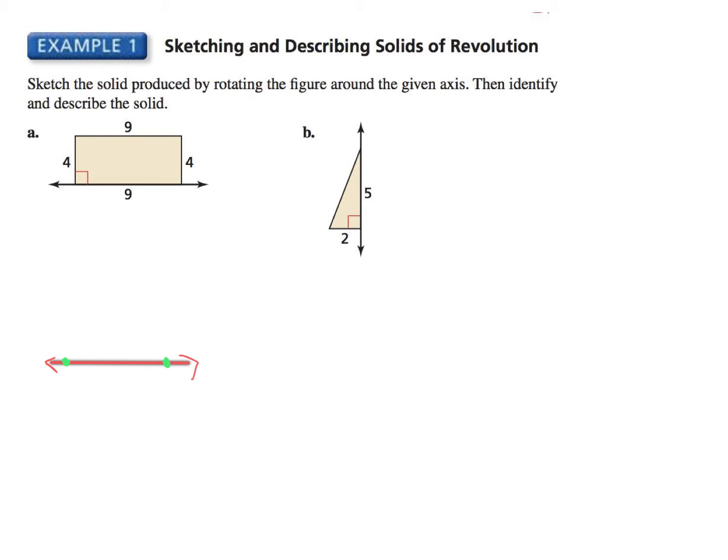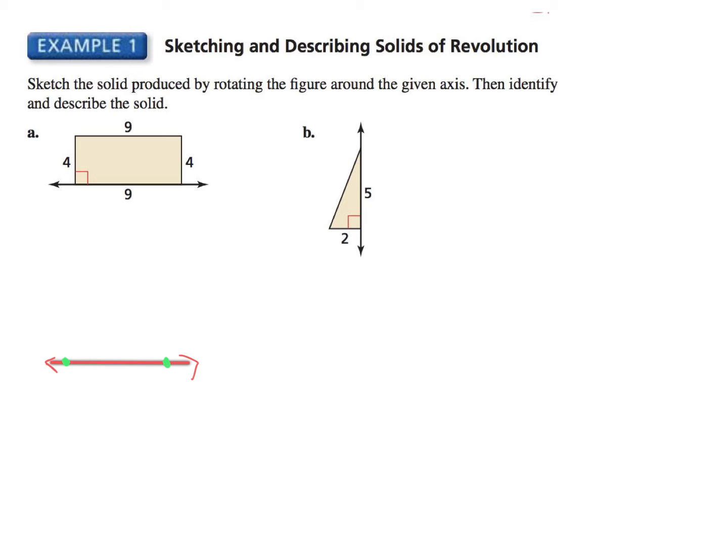Okay, so this is where it gets kind of complicated, and once again, I'm just looking for you guys to understand the process of it. This sideways rectangle, we're going to sketch the solid produced by rotating it around the given axis. Everything rotated around an axis is going to give you a circular 3D object, because if you are rotating something around an axis, you are creating a circle or a circular 3D object, okay?